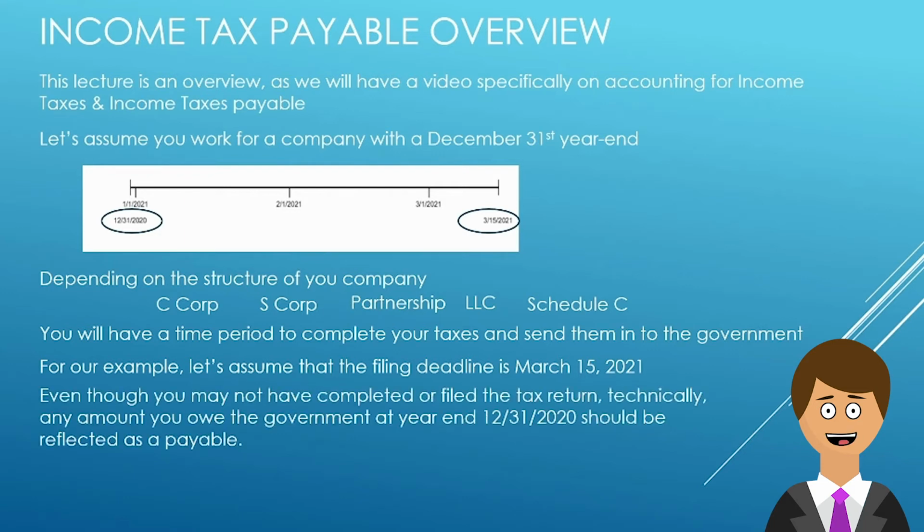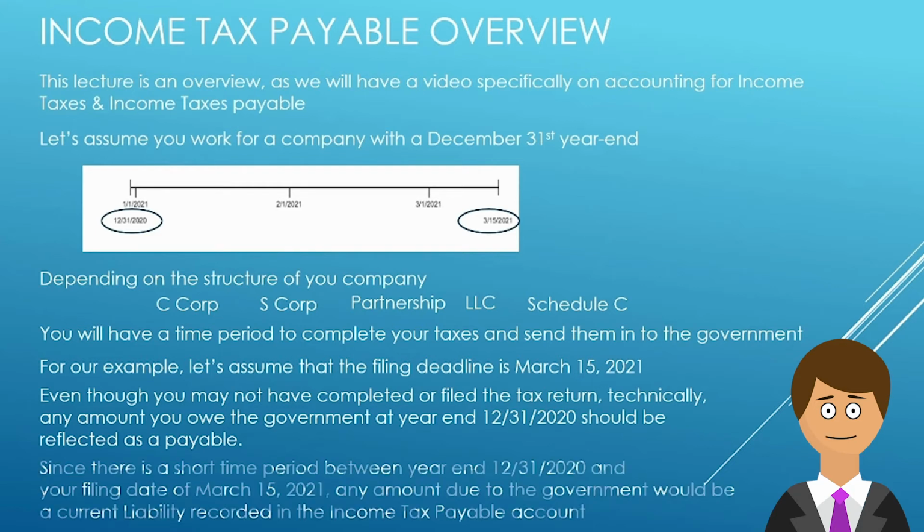So even though you may not have completed or filed the tax return, technically any amount you owe the government at year end, December 31st, 2020, should be reflected as a payable as of December 31st, 2020. Since there is a short time period between your year end of 12/31/2020 and your filing date of March 15th, 2021, any amount due to the government would be considered a current liability and recorded in the income tax payable account.